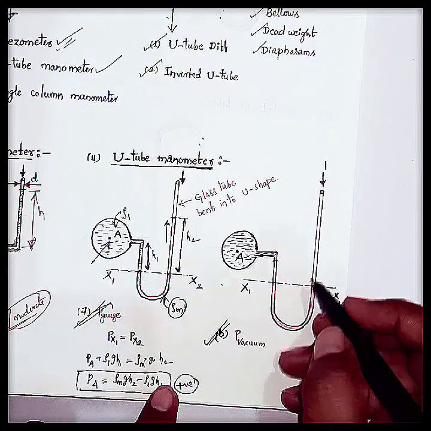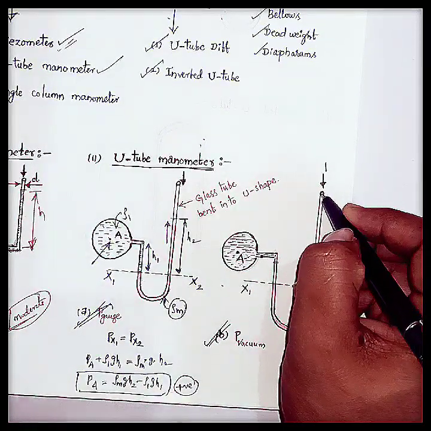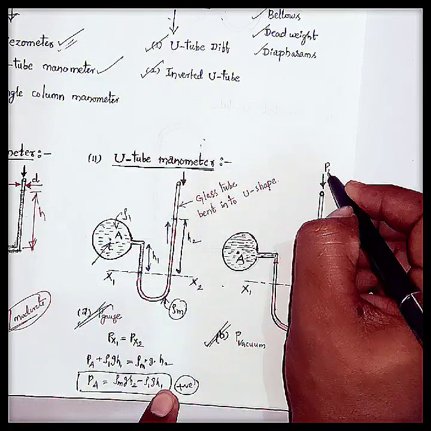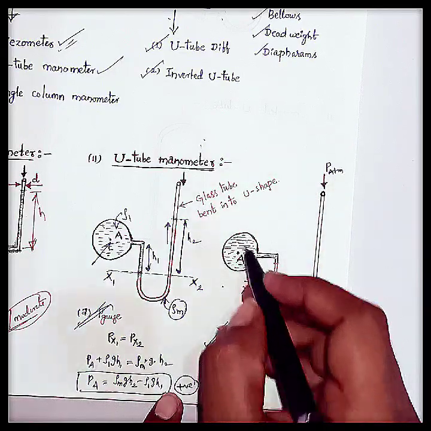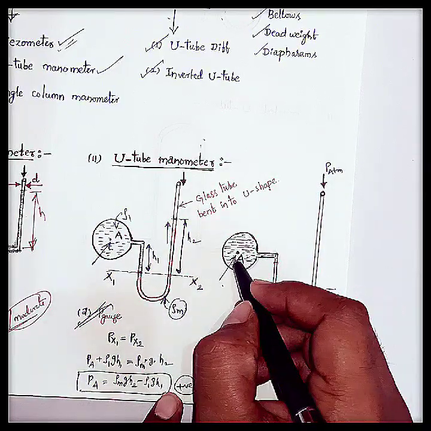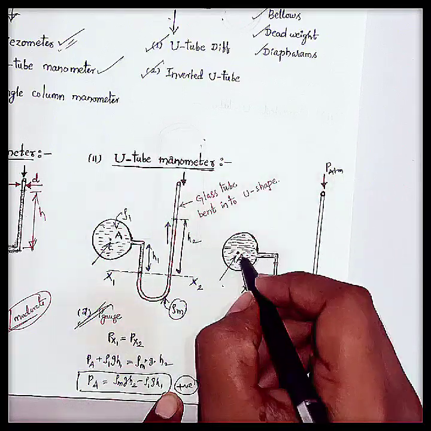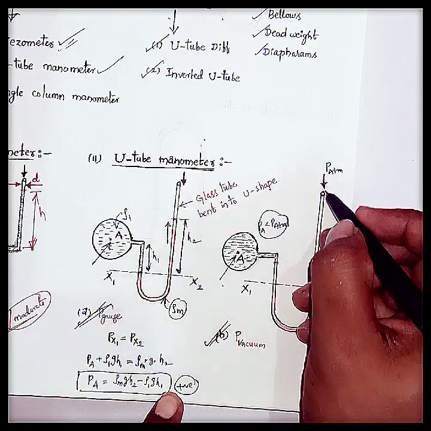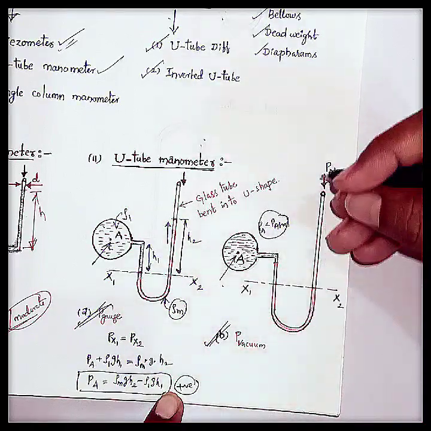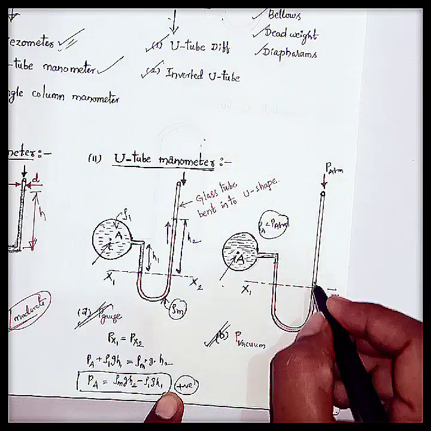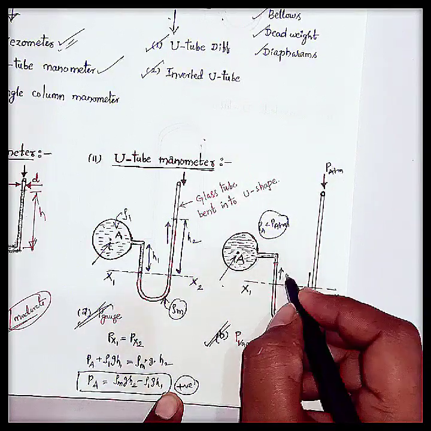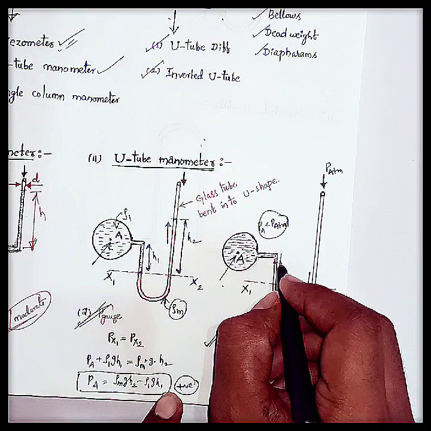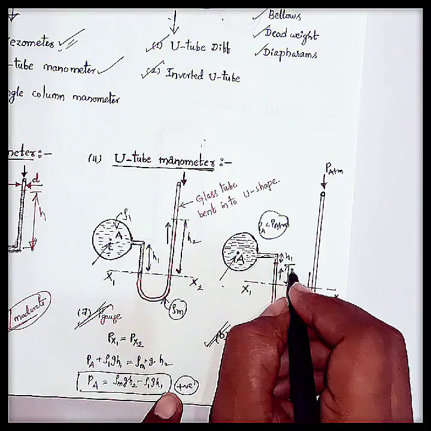See here, from the outside, that is the exit point of this U-tube manometer, the atmospheric pressure is acting like this. If the fluid flowing in this pipe has less pressure than the atmospheric pressure, that is, for example, PA is less than P atmosphere, what will happen? Due to this atmospheric pressure, the manometric fluid will be pushed and come like this. The manometric fluid comes back to here. Let us consider this is the height H1 and this is the height H2.